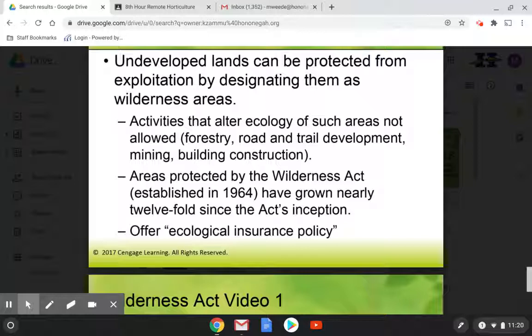Areas can also be protected by the Wilderness Act, and this has grown nearly 12-fold since the Act's inception. So again, areas are being protected by humans, making sure that not only humans but other invasive species do not change the ecosystem for the worse.